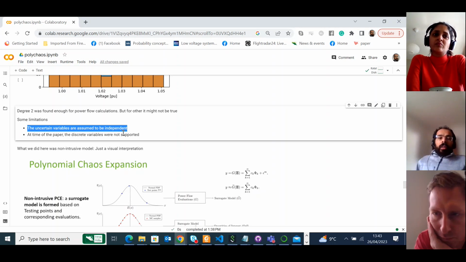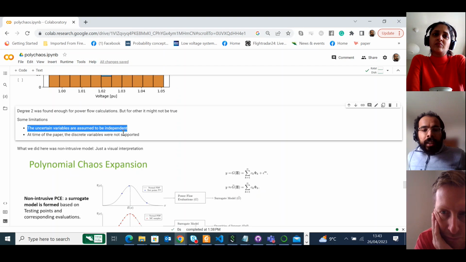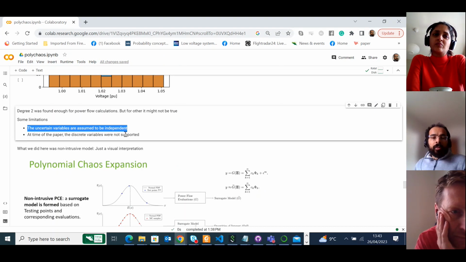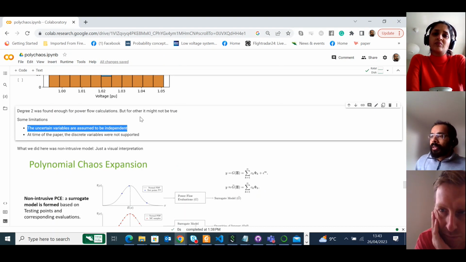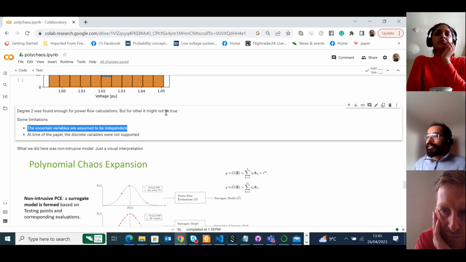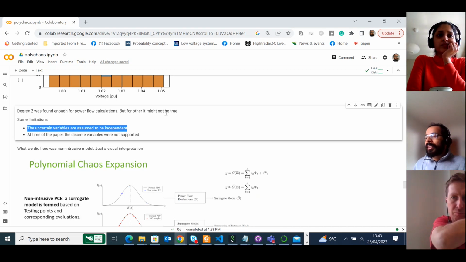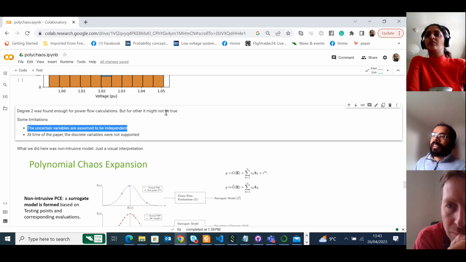So correlated variables cannot be handled directly, but if the correlation is perfect, then we can do it. If it is a linear correlation, so if you are quite sure that load 1 is 0.8 of load 2, then you just represent it by one uncertainty and provide the factor 0.8 for the other load, and it is fine. But if you have a non-linear dependence, where the load depends in some way like 0.8x plus 3 or something like that, then you need a higher order degree or something like that.